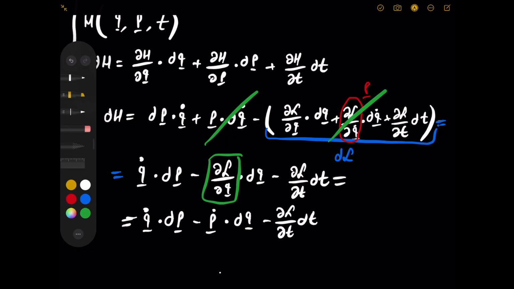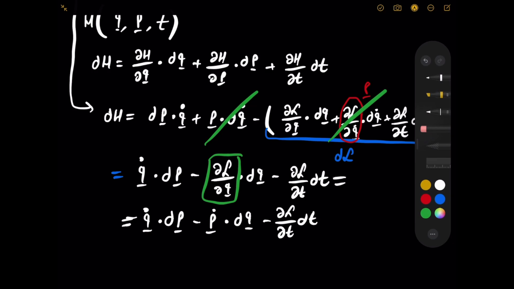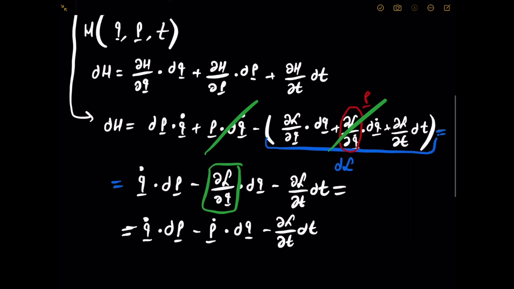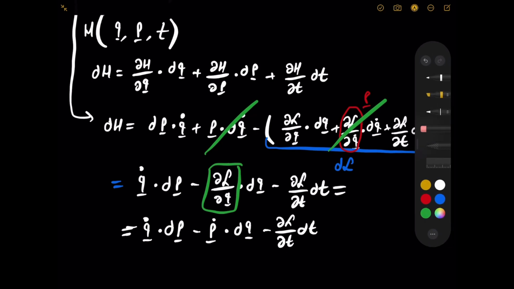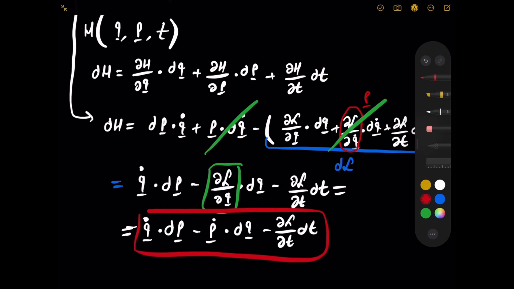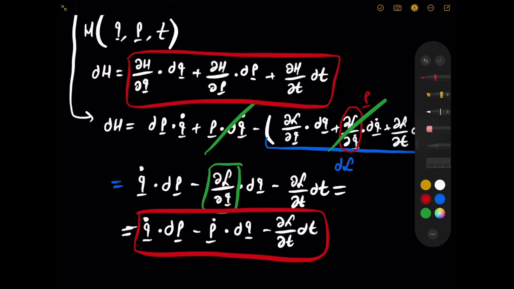And now comes the nice part. We have two expressions for dH. We have this, and we have this. And notice they're in the same form. They're expressed in terms of changes in q, p and t. And the nice thing is, they are decoupled, let's say, because q, p and t are independent variables, which means that we can vary them independently.